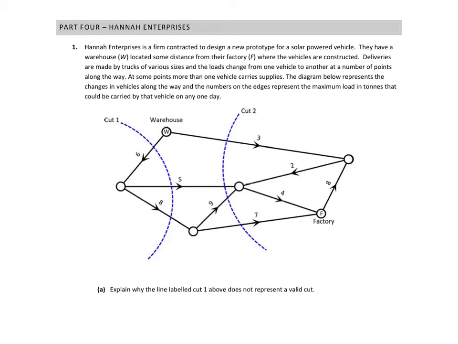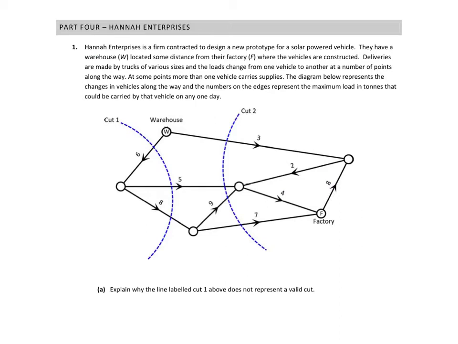The diagram represents the changes in the vehicles along the way, and the numbers on the edges represent the maximum loads in tonnes that can be carried by that vehicle on any one day. So basically we need to know that the amount that can be carried along any particular pathway is equal to the value that's given there. So the first question asks, explain why the line labelled cut 1 above does not represent a valid cut.